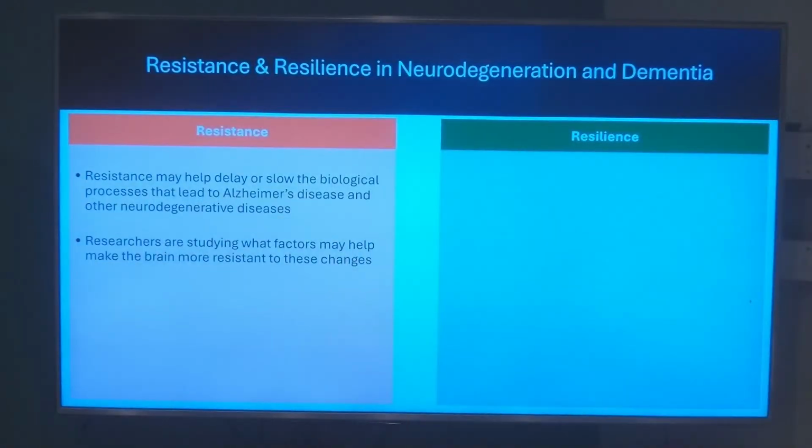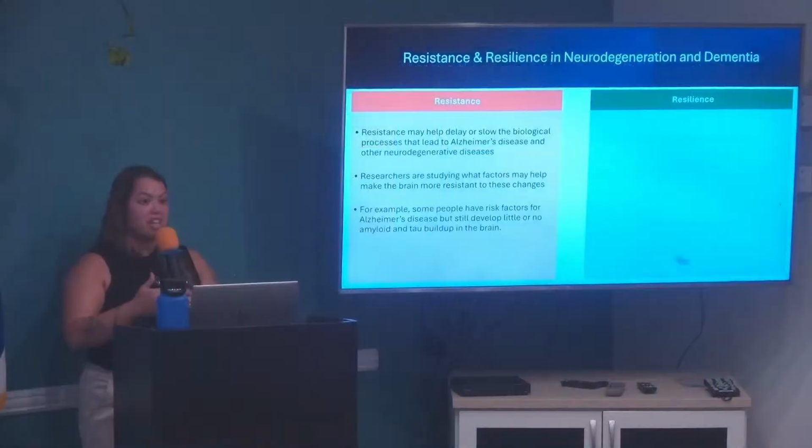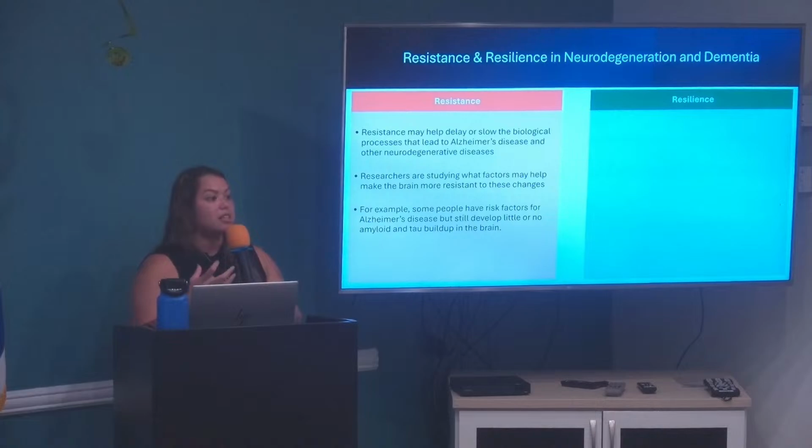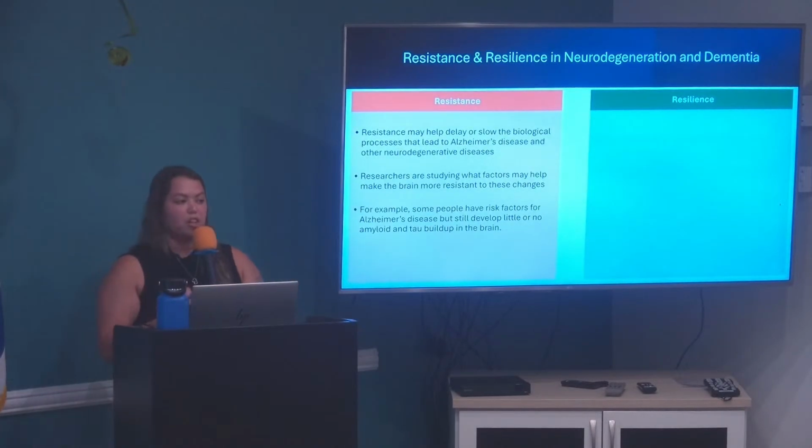Researchers are currently studying what factors may help make that brain more resistant to change. So again, for example, we've had cases where when you become 85, 90 years old, and we look at your brain, you will have some form of amyloid beta. You will have some form of tau. It's pretty common. We have cases where they've gone past 90, and we don't see these pathologies nearly as much as we would anticipate. This is what we call resistance. When your brain is resisting the onset of that pathology in the brain.